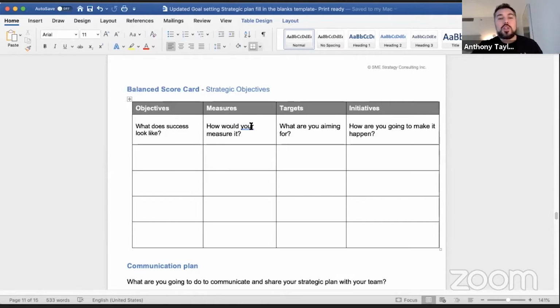Measure, how would you measure it? You could measure increased market share in terms of percentage, in terms of people, in terms of revenue. You can measure it in a lot of different ways, so you just have to figure out how you want to measure it. Targets, what is the actual thing that you're aiming for? If it's percentage, is it 80%? If it's revenue, is it $5 million? If it's people, maybe it's 3,000 people. And then the initiatives are those action items. What are the things that you're going to do to drive the target to have you accomplish the objective?